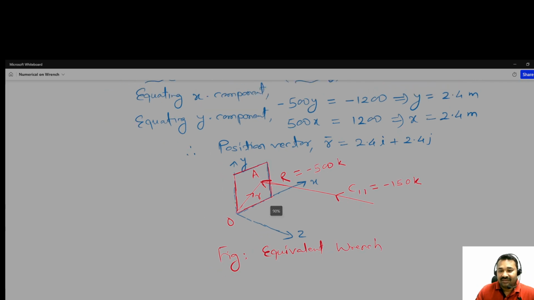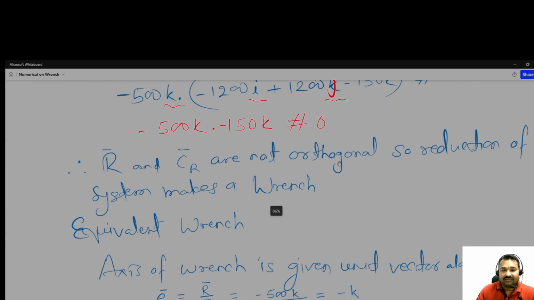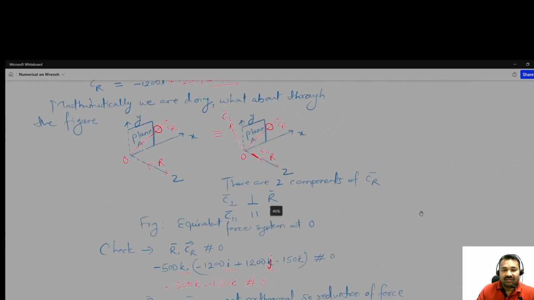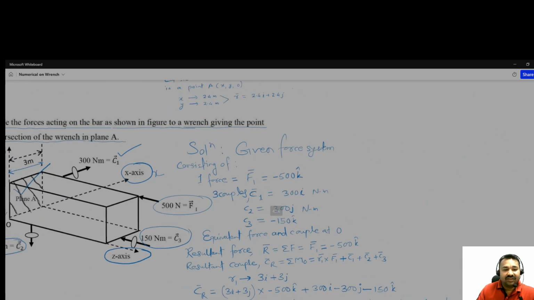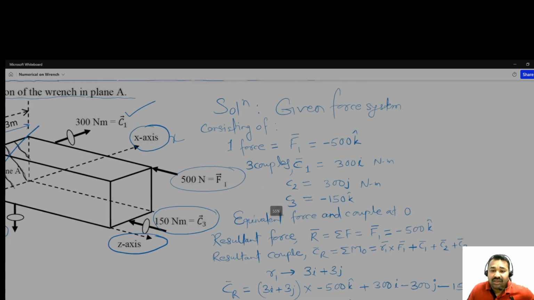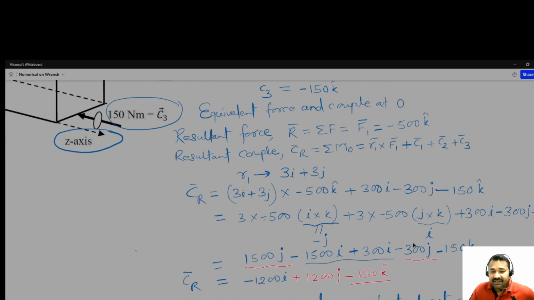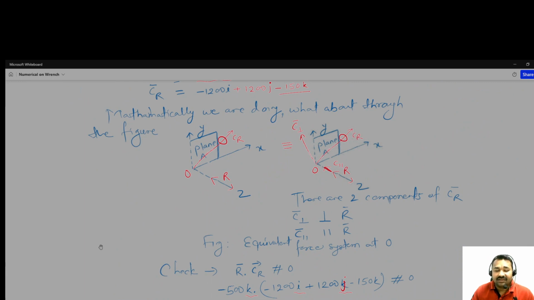So let us summarize what we have done. Firstly, in this question we have identified the number of forces and the number of couples. Then we found out the resultant force. Then we found out the resultant couple. Then we checked whether the resultant force and the resultant couple both are perpendicular or not. If it is not perpendicular, means there is the range. There is the generation of the range.